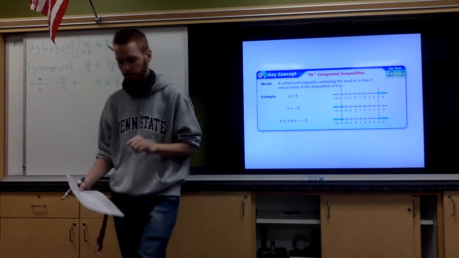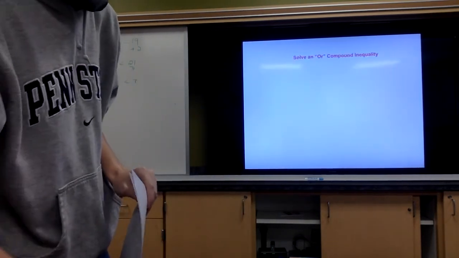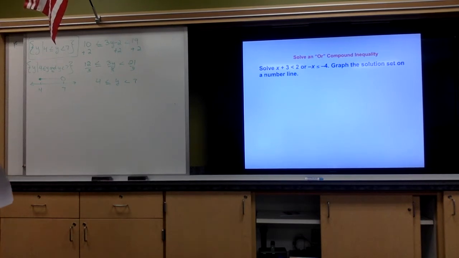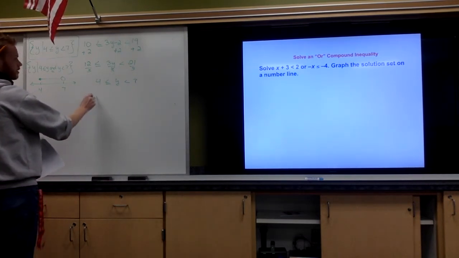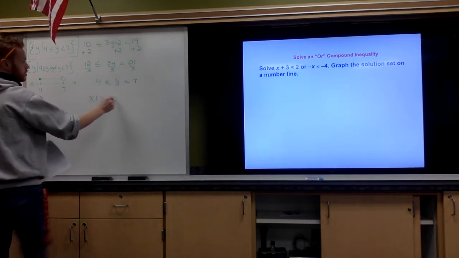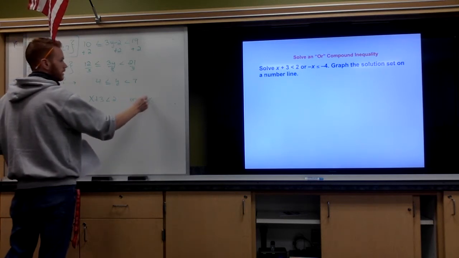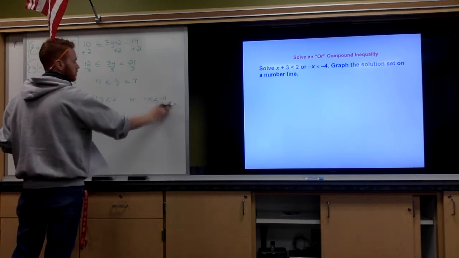So let's try and solve one of these. We have x plus 3 less than 2, or negative x less than or equal to negative 4.